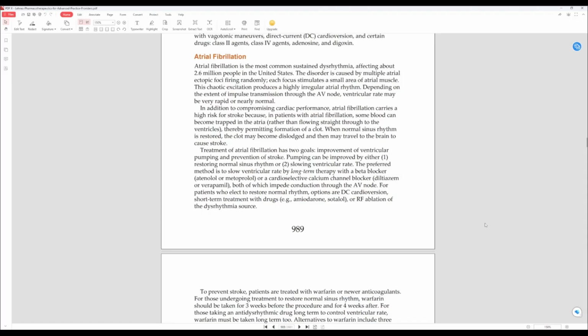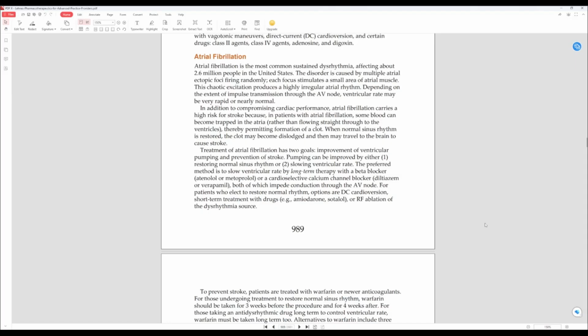In addition to compromising cardiac performance, atrial fibrillation carries a high risk for stroke, because in patients with atrial fibrillation, some blood can become trapped in the atria, thereby permitting formation of a clot. When normal sinus rhythm is restored, the clot may become dislodged and travel to the brain to cause a stroke. Treatment of atrial fibrillation has two goals: the improvement of ventricular pumping and the prevention of a stroke. Pumping can be improved by either restoring normal sinus rhythm or slowing the ventricular rate.